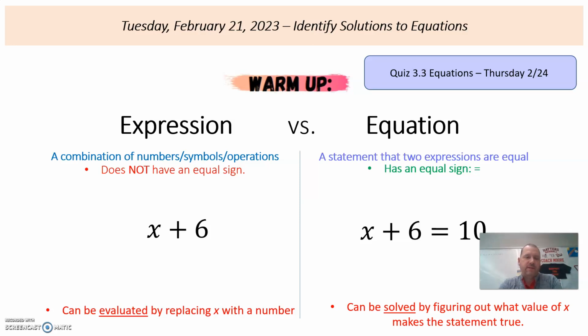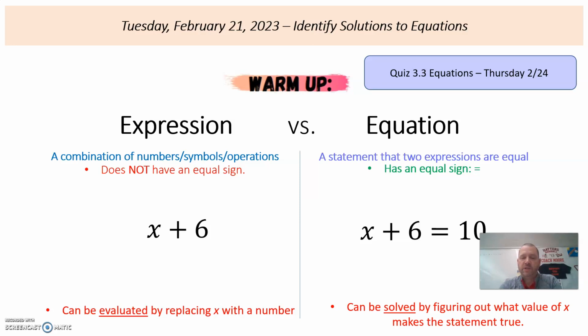This is more of us looking at it together and just discussing and thinking about what we have here. On the left we have an expression, and on the right we have equations. So we're going to compare and contrast expressions and equations. An expression is a combination of numbers, symbols, and operations. They do not have an equal sign. This is what we were working with in Unit 3, Section 2, equivalent expressions, and Unit 3, Section 1, expressions.